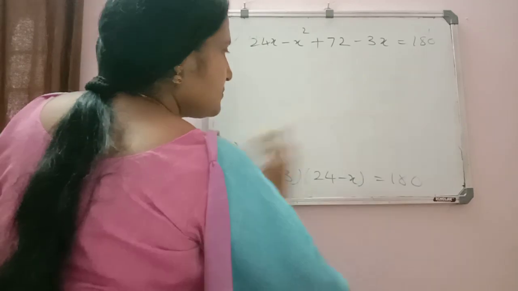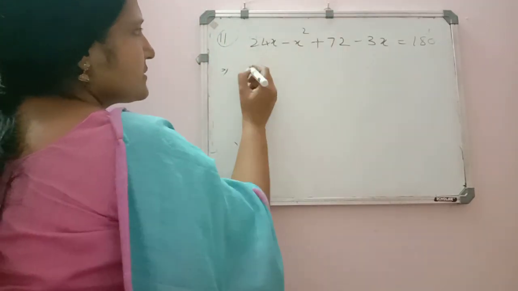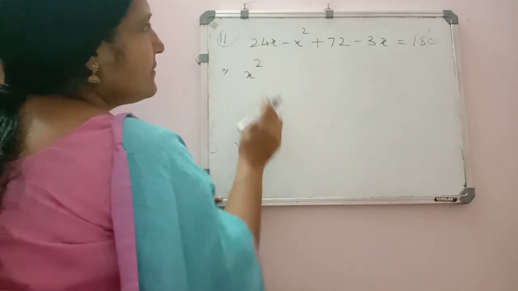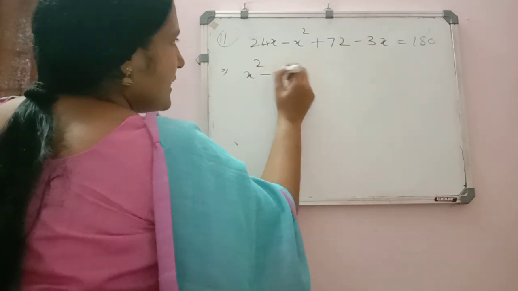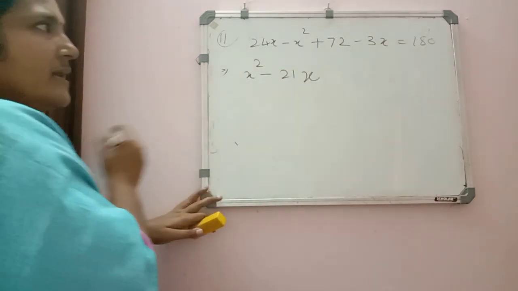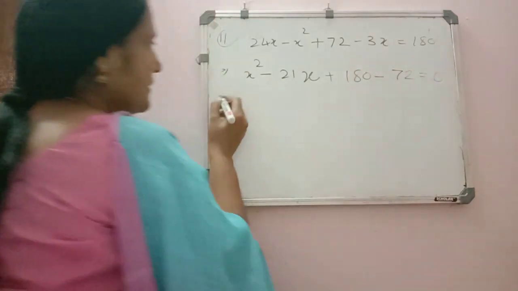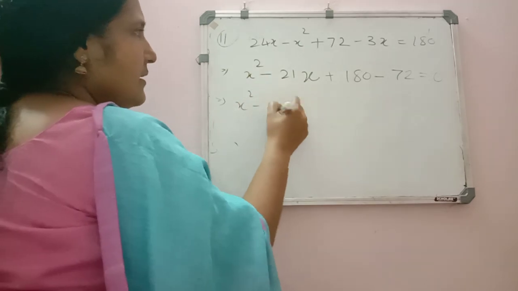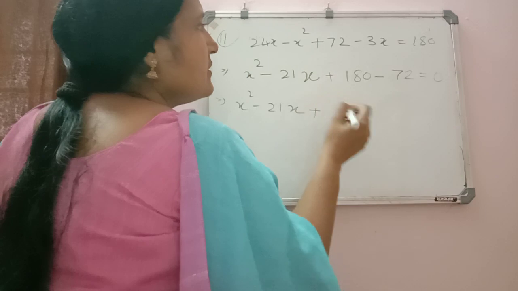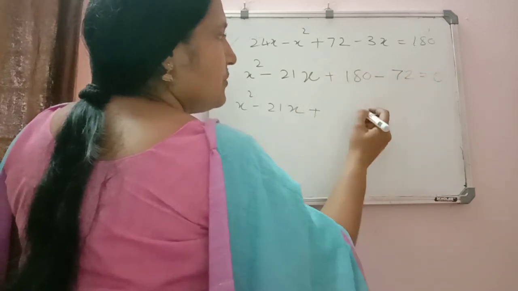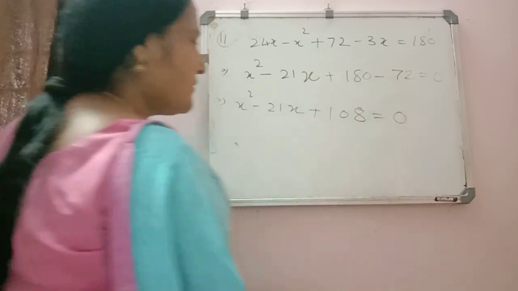Now we can shift all the expression to the left hand side or right hand side, so that minus x square will get cancelled. x square, 24 minus 3 will be equal to 21, and shifting to the right hand side, it will be equal to minus 21x plus 180 minus 72 is equal to 0. So x square minus 21x, now here we can do the subtraction. 180 minus 72 is 108, so it will be equal to 108 equal to 0.